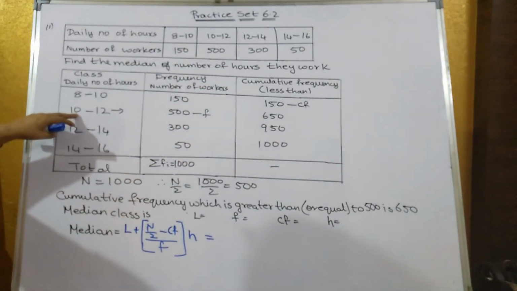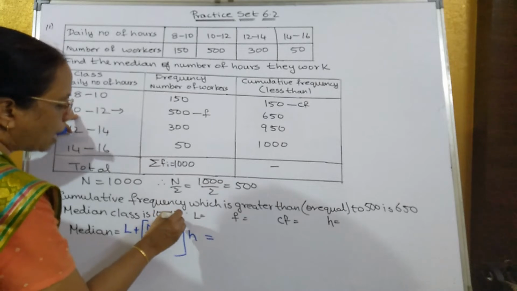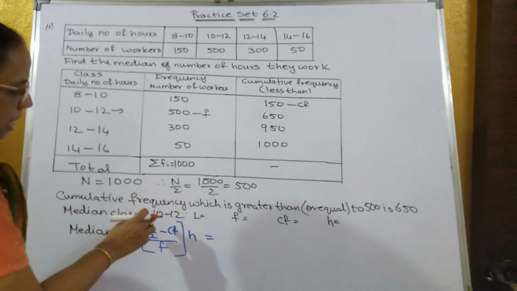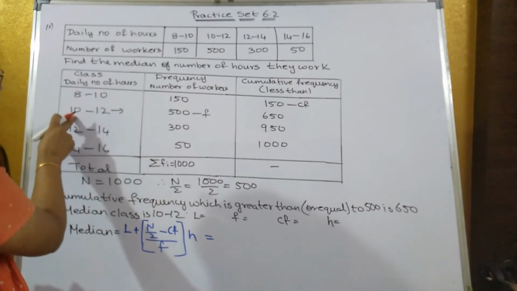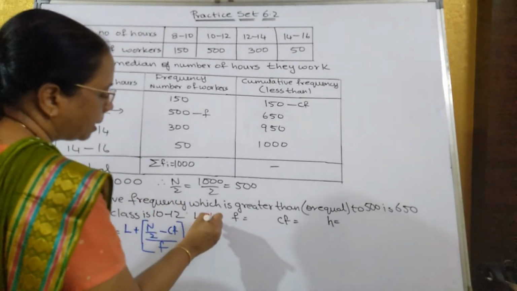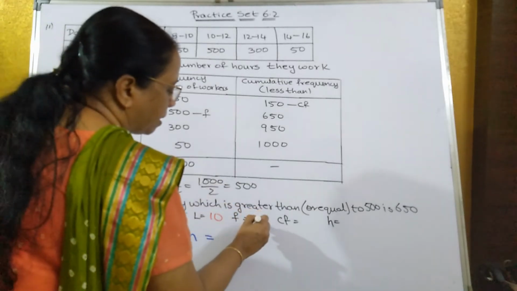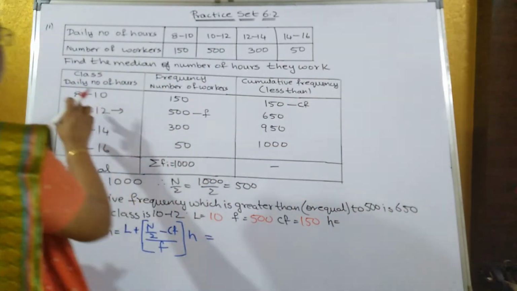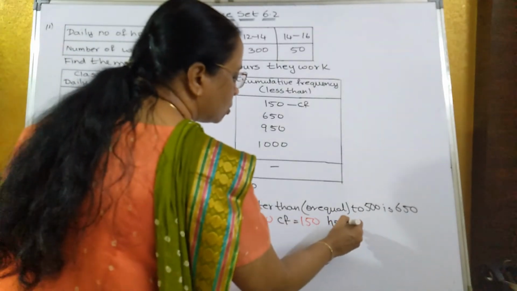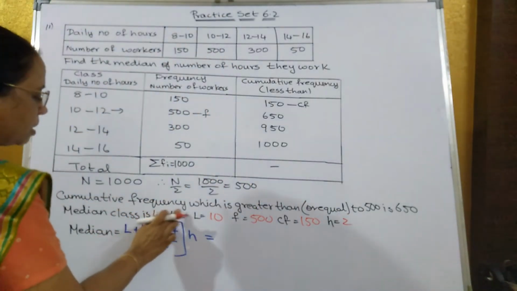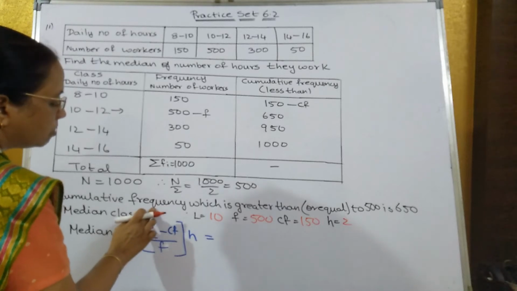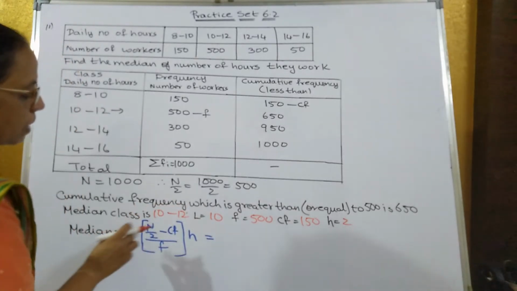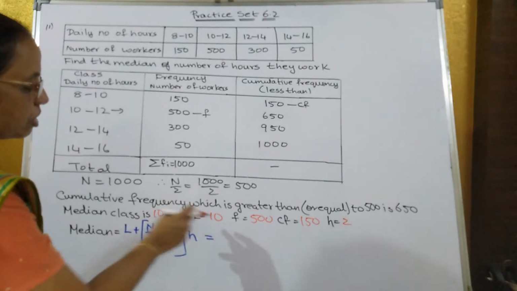So the median class is 10 to 12. What is L over here? L is the lower class limit of the class which we are going to take. So which is the lower class limit over here? 10. F is equal to 500. Cumulative frequency CF is equal to 150. And the difference between this is 2, so H is equal to 2. The class limit we have to observe is 10 to 12. Out of this, 10 is the lower class limit, so L is equal to 10.